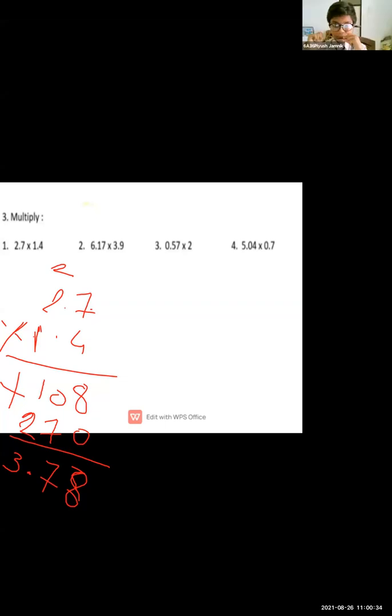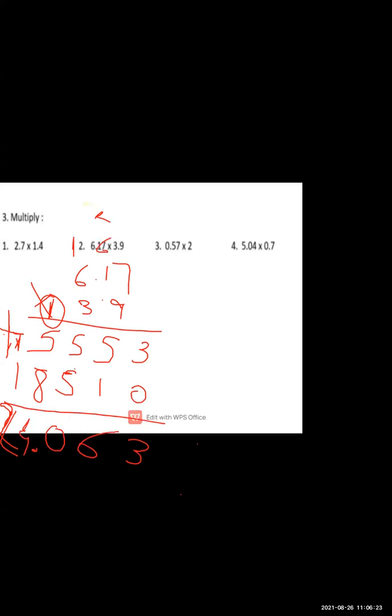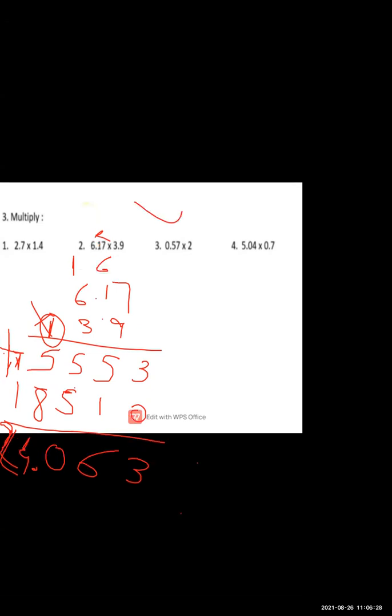Now we will see the next sum. So in this way, you have to count the numbers and you have to give the decimal point. In this way, you have to solve the sums. Now the remaining question numbers 3 and 4 are your homework. These two questions you have to do on your own.